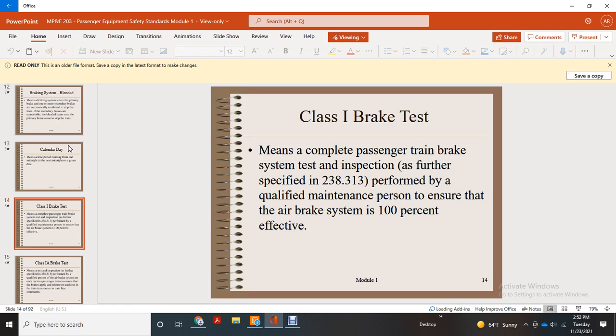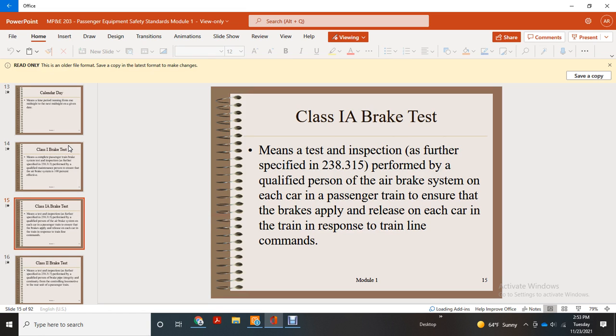Class 1 brake test means a complete passenger train brake system inspection, as further specified in 238.313, performed by a qualified person to ensure that the air brake system is 100% effective. Class 1A brake test means the test inspection, further specified at 238.315, performed by a qualified person of the air brake system on each car in a passenger train to ensure that the brake shoes will release on each car and train in response to train line commands.